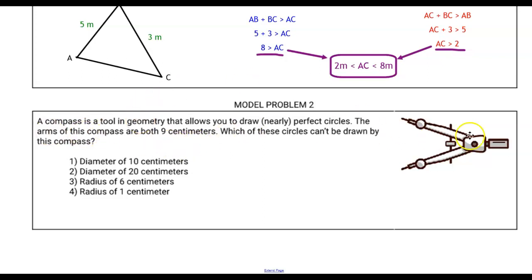So the arms of this compass are both 9 centimeters. So I can label those as being 9 centimeters long from here to here. That's 9 centimeters. And as well as this side, that is also 9 centimeters. Great. So it asks which of these circles can't be drawn by the compass.